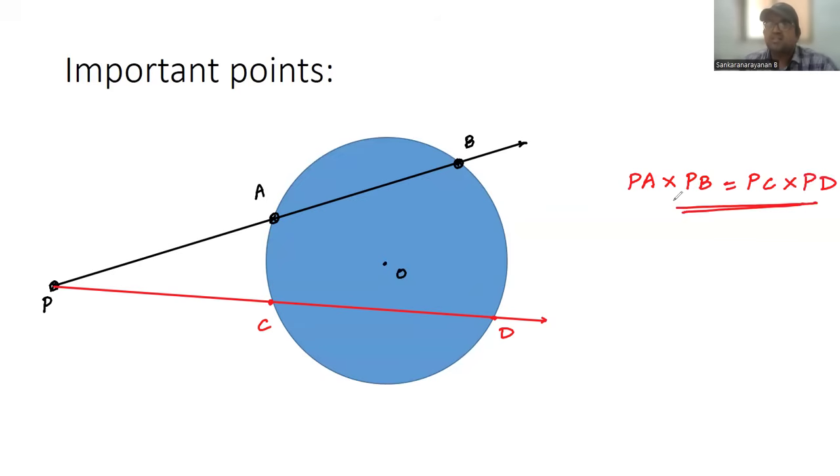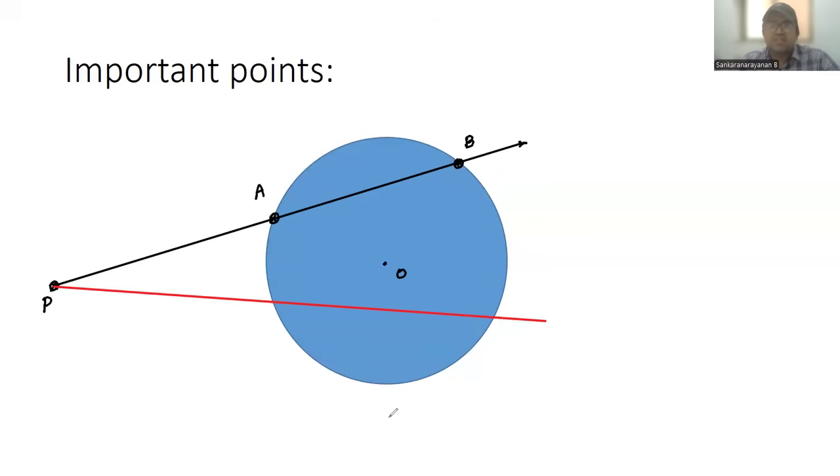Using these results, you may be asked to solve some problems. PA into PB is equal to PC into PD. Okay, it's an important result. Now, we have got another result that is connecting the tangent and a secant.